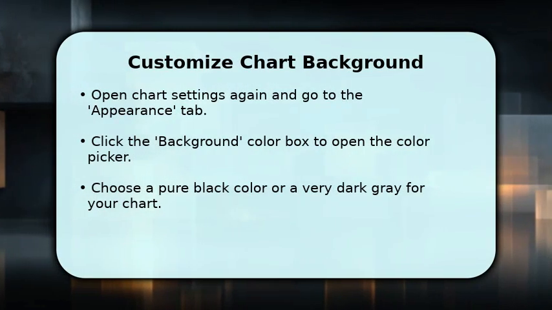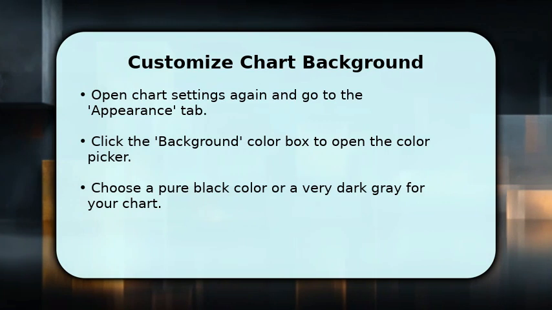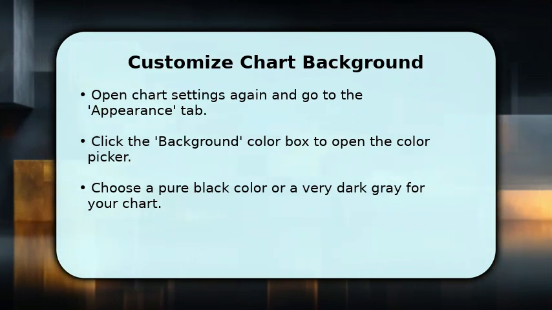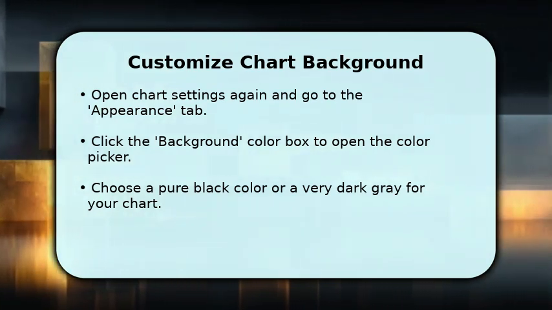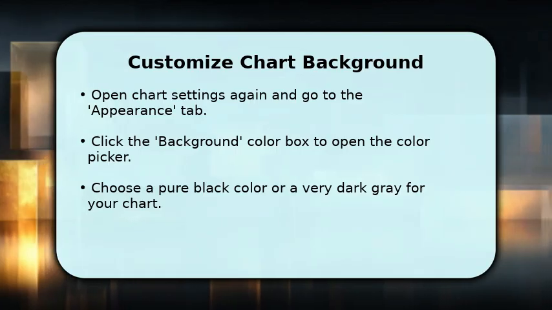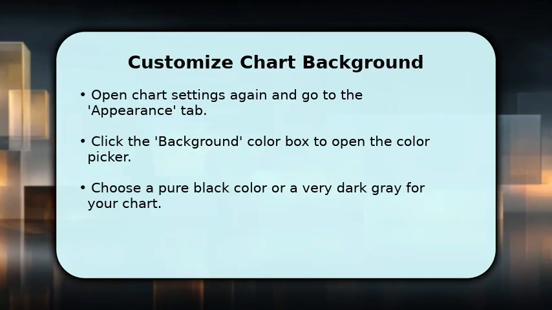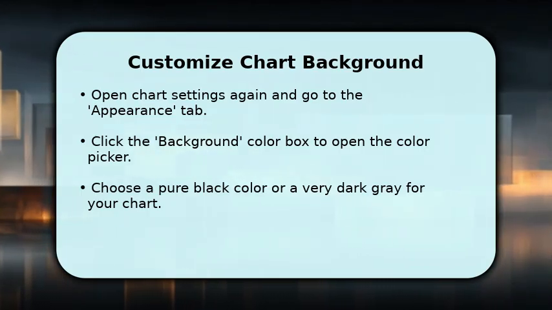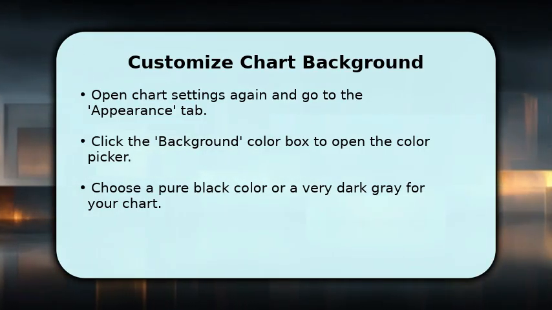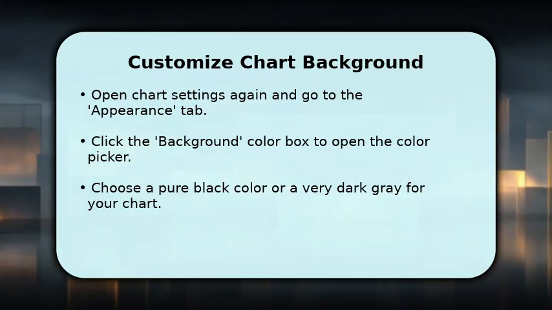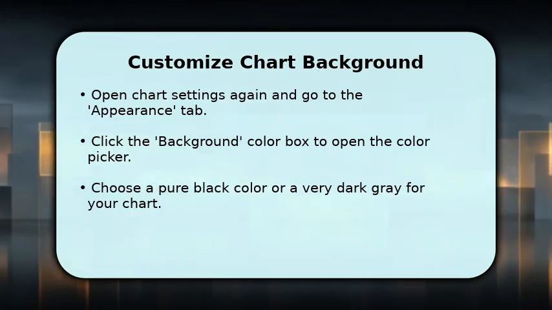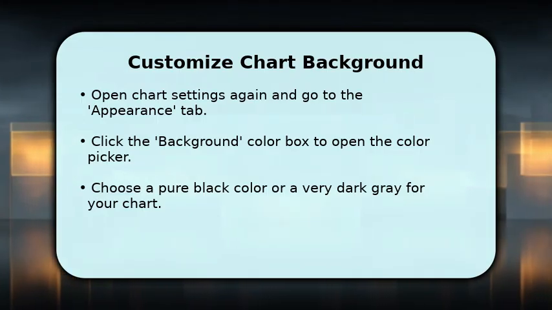To further customize your chart's background, open the chart settings once more. This time, navigate to the Appearance tab. Here, you'll find an option labeled Background. Click on the color box next to it to bring up the color picker. You can then select a pure black or a very dark shade of gray to achieve your desired aesthetic, making your indicators and price action stand out clearly against the dark canvas.